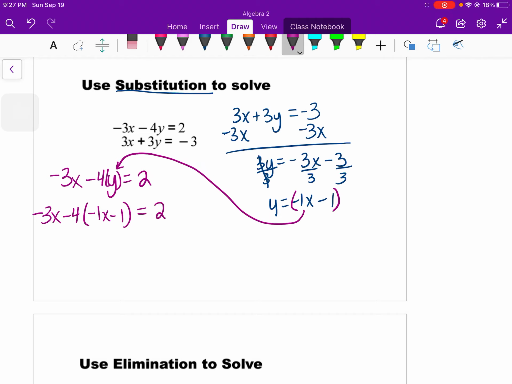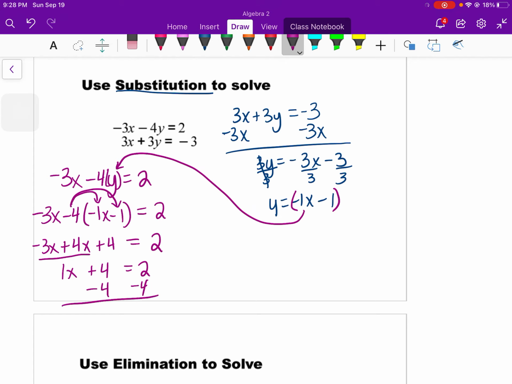Then we distribute and finish solving. So we get negative 3x. Negative 4 times negative 1x is going to be positive 4x. Negative 4 times negative 1 again is going to be positive 4, equals 2. To finish solving for x, I'm going to combine like terms. Negative 3x plus 4x is 1x, plus 4 equals 2. Subtract 4. And 1x is the same thing as just x. 2 minus 4 is negative 2. So x equals negative 2.